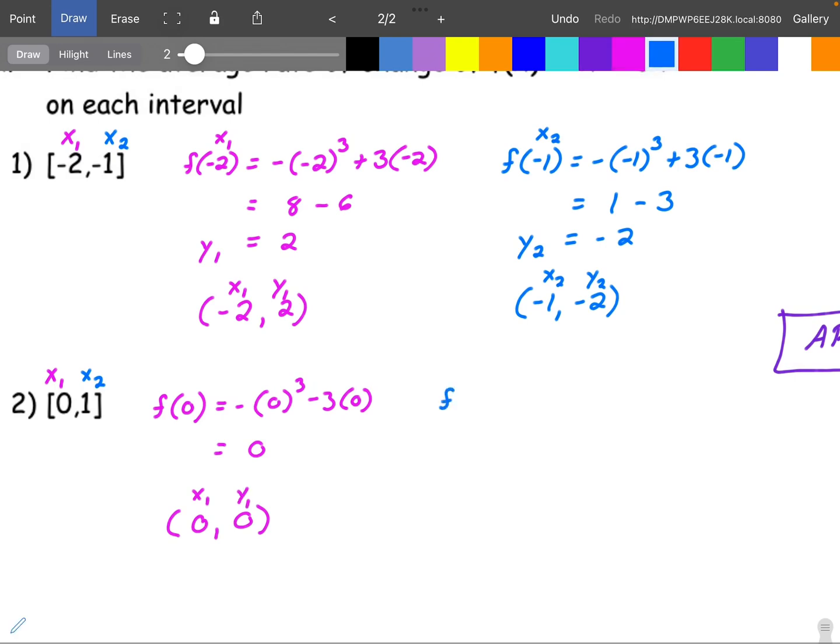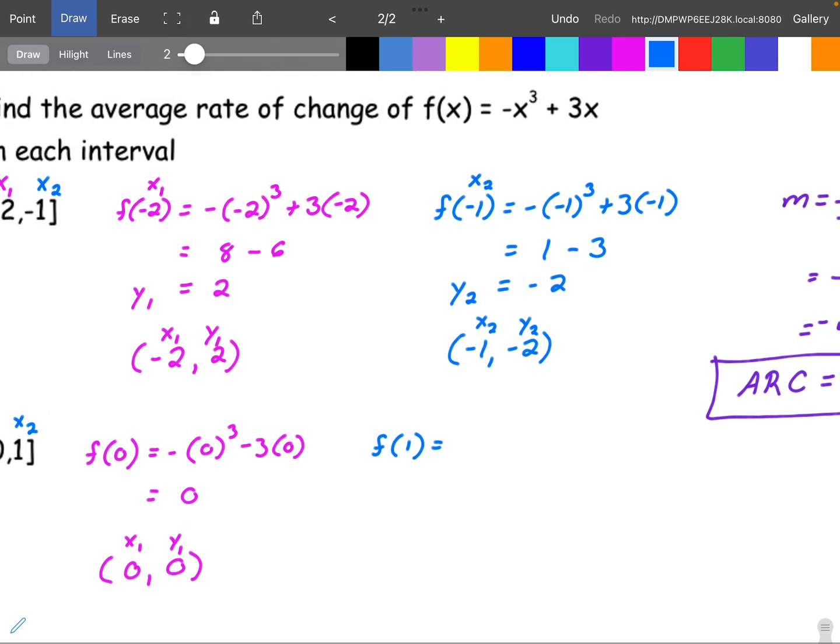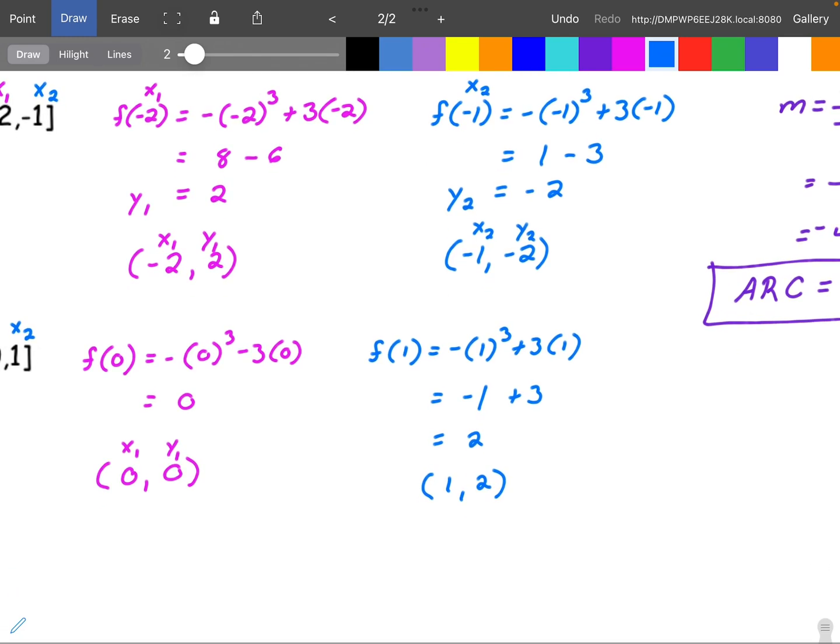Now I can do my second point. So my second x value was 1. So then I have negative 1 cubed plus 3 times 1. So that's going to give me a negative 1, because 1 cubed is 1, and then make it negative is negative 1, plus 3 gives me 2. All right, so that gives us our second point, which is 1, 2. So that's my x2 and my y2.